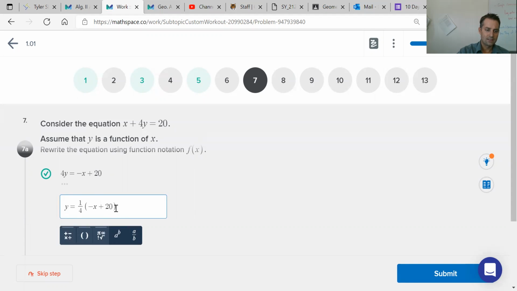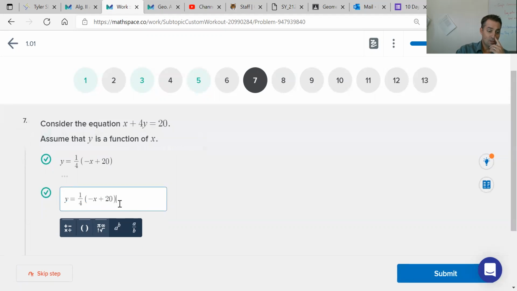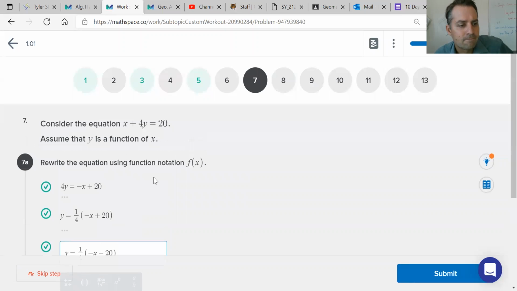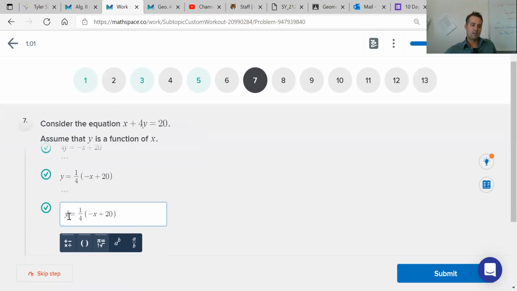And let's see if it'll accept that. And then it looks like they want us to rewrite it using function notation, f(x). So wherever there's a y, let's just try this. Let's try f(x) and see what that does.